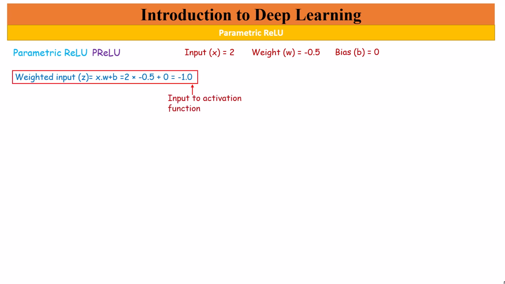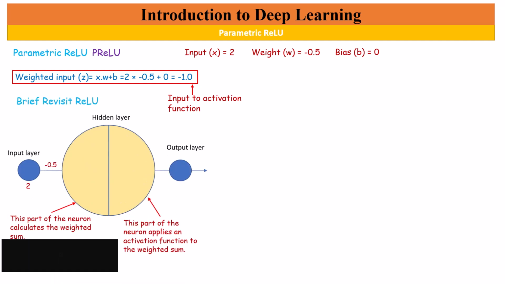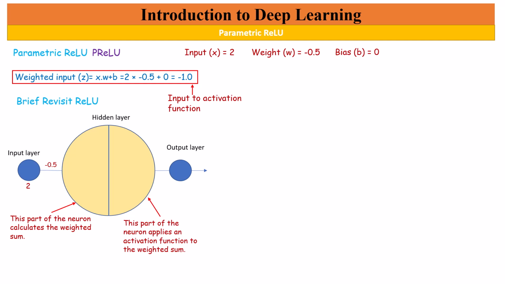Before diving into PReLU, we will briefly revisit ReLU and Leaky ReLU. So, let's start with ReLU. Look at this simple neural network comprising a single neuron. As you know, activation functions operate on the weighted input, also called the weighted sum. In our case, the weighted sum is less than 0. ReLU simply sets any negative input to 0.